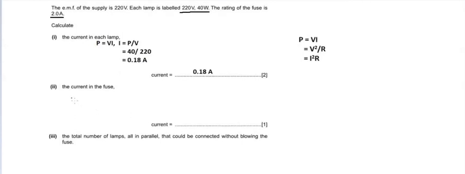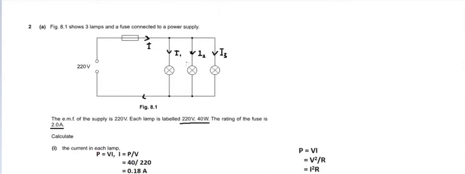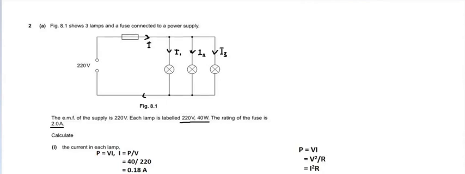So we want to find out the current in the fuse. That's why I have drawn this current. The current flowing through the fuse is nothing but I, and since these are connected in parallel combination, I is split into I1, I2 and I3. So what is I basically? I is nothing but I1 plus I2 plus I3.